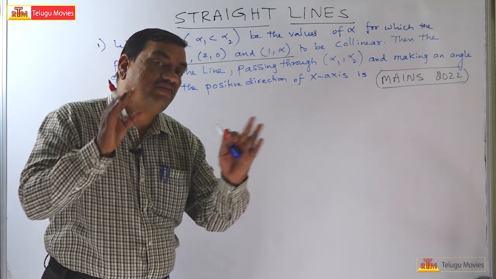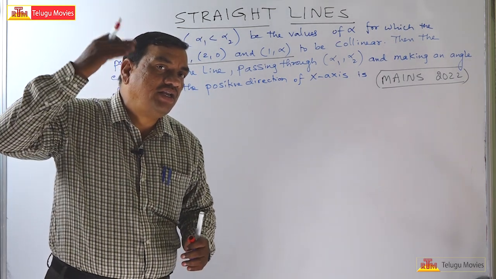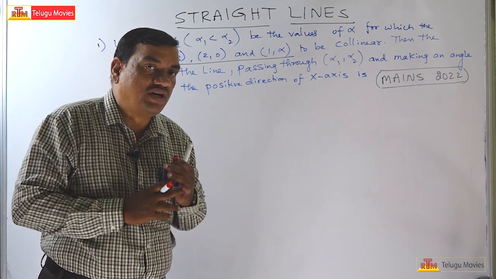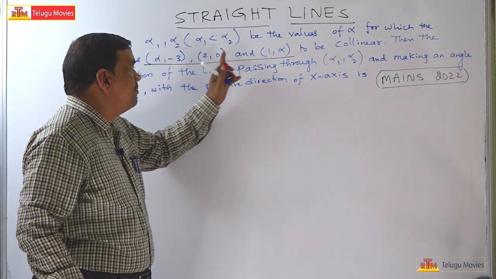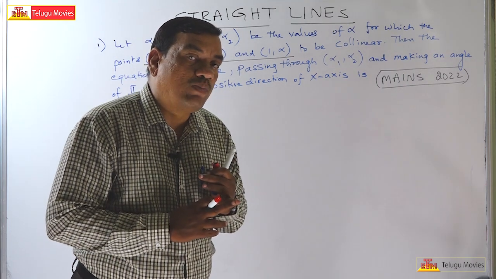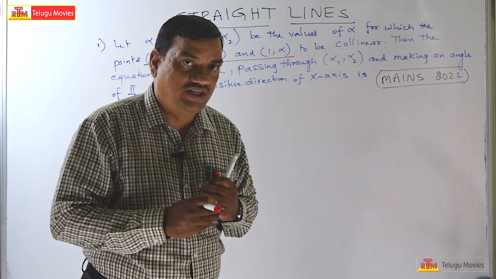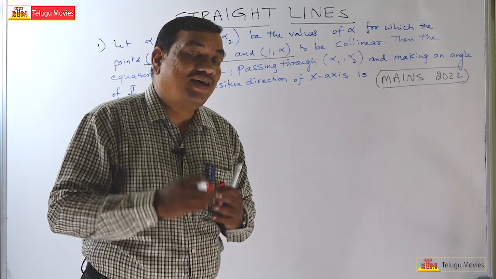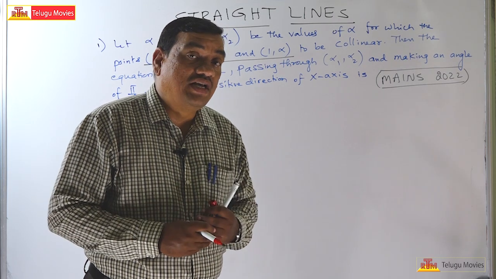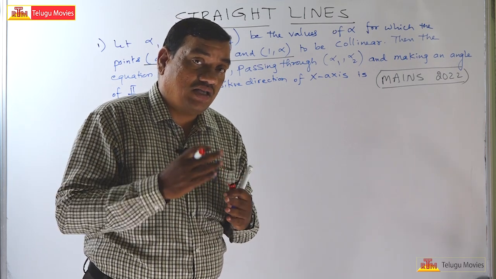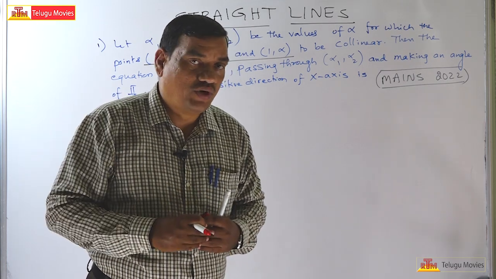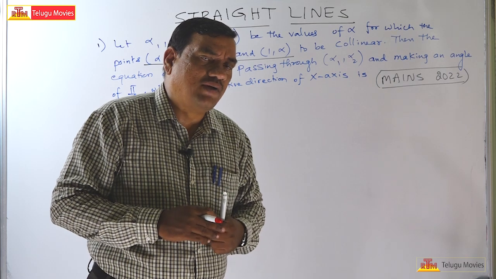Whenever they are given as collinear, some concepts should immediately come to your mind. Consider the points A, B, C. If A, B, C are collinear, the first thing is slope of AB is equal to slope of BC. Second, the area of triangle ABC is equal to 0. Third, the equation of the line passing through AB should also pass through C.